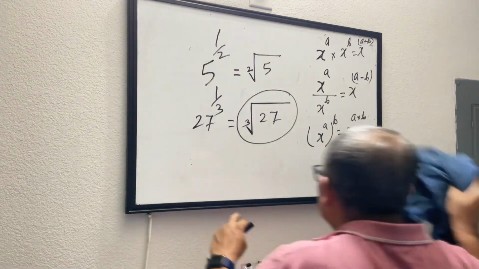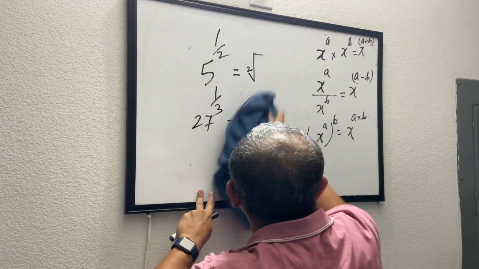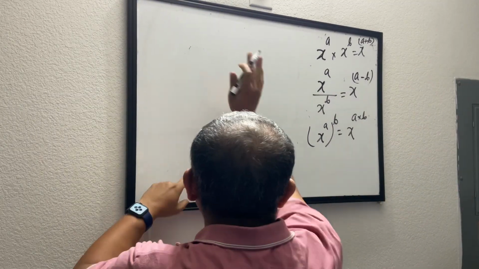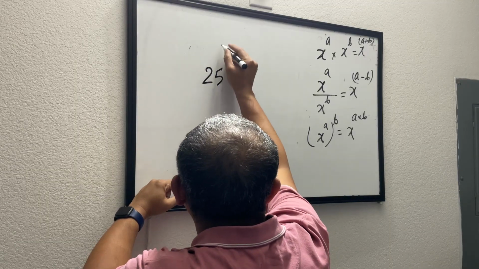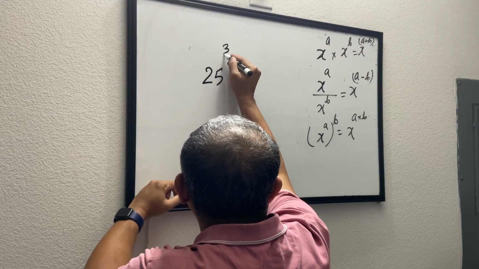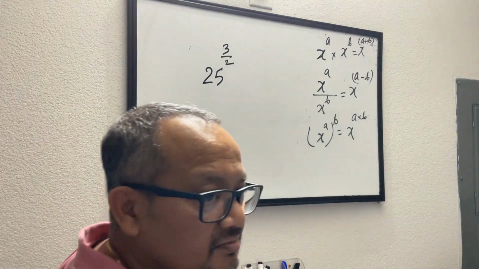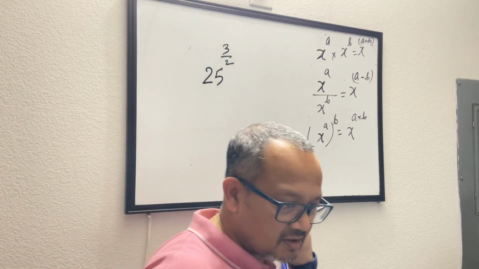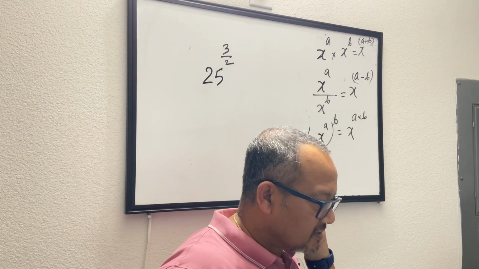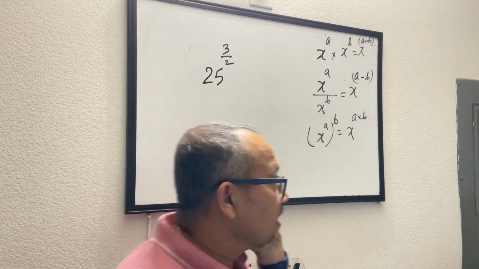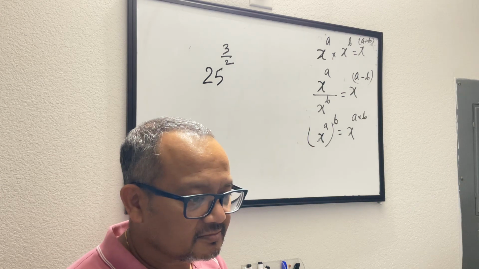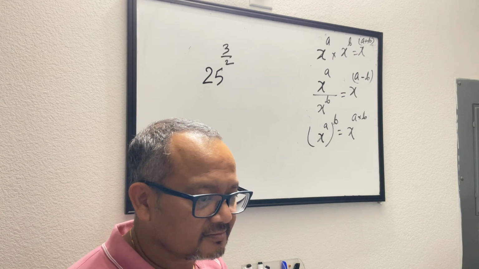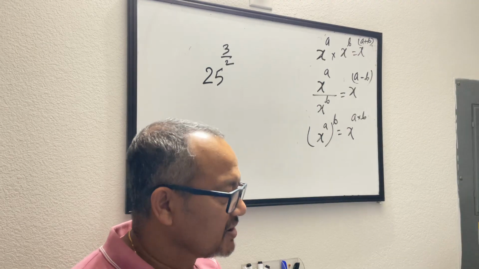Alright. Now let me give you guys some review. And these are the fun facts about the concepts that we learned. If I say find out 25 to the power 3 by 2. What am I talking about? Twenty-five to the power 3 by 2. What am I talking about? How much would it be?